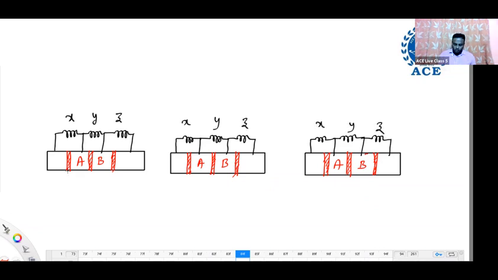And I'm taking in the first position, the brush is completely in contact with segment A. In the second position, the brush is equally in contact with two segments. In the third position, the brush is completely in contact with segment B. These are the three positions with respect to commutator and brushes: position 1, position 2, position 3.